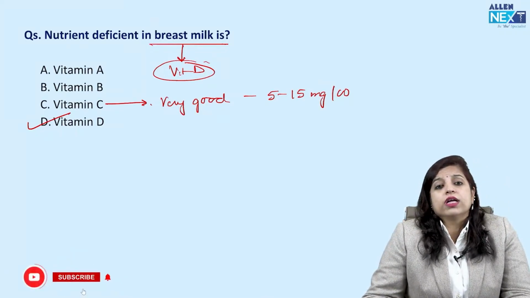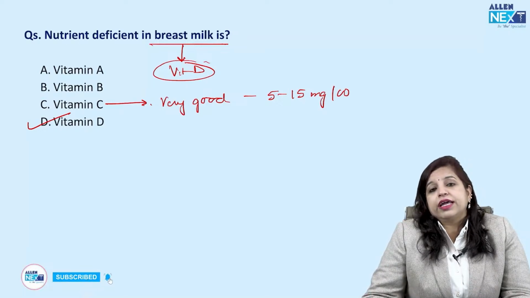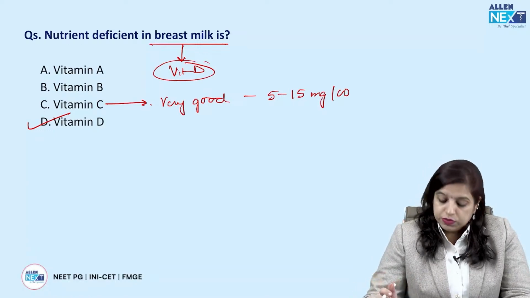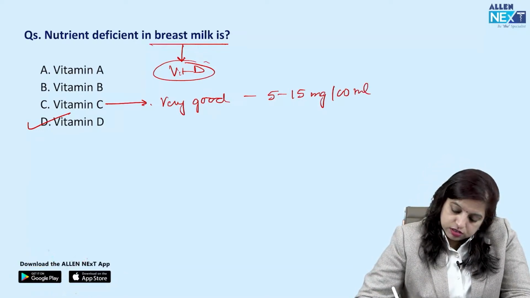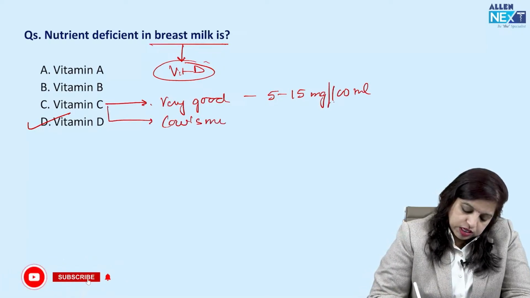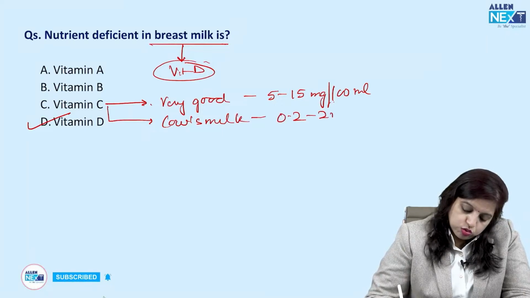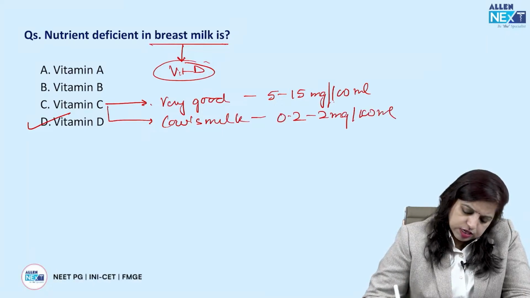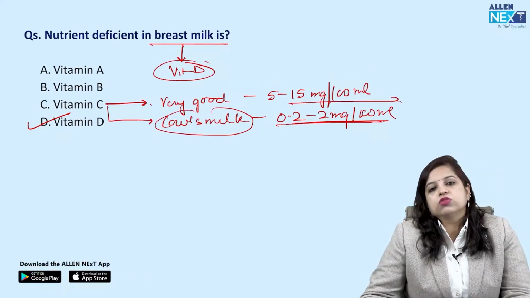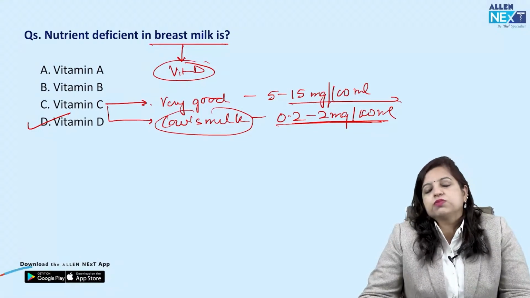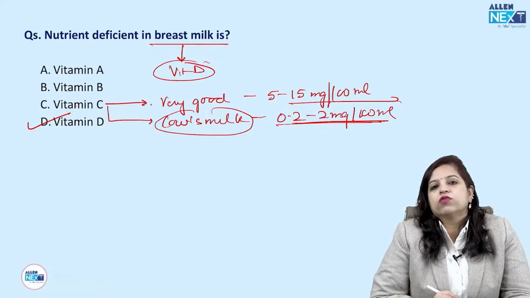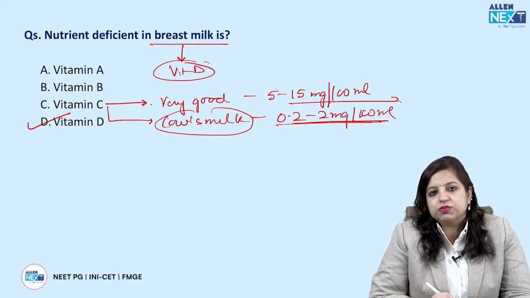So that tells you that the vitamin C content of the breast milk is still much, much better than the cow's milk, where the vitamin C content, if I have to see, is around 0.2 to 2 milligram per 100 ml. Can you see the difference? And moreover, if you boil this, then this also becomes 0. So therefore, vitamin C content of the breast milk is still good. So you will not go for vitamin C being deficient. You will go for vitamin D being deficient in the breast milk, right?